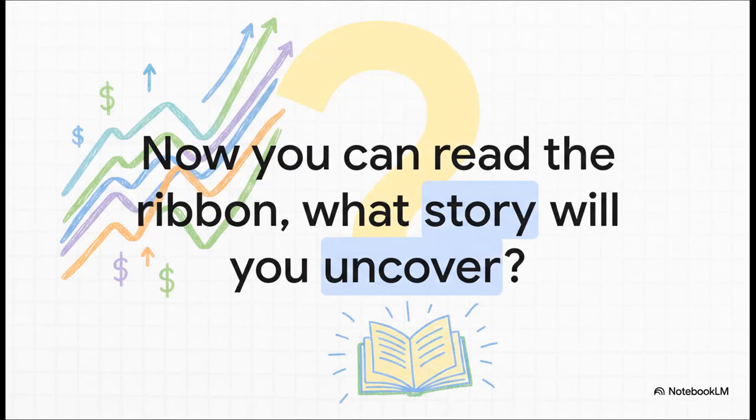So now you know how to look beyond those basic crossovers and actually read the shape and spacing of the moving average ribbon. You've basically unlocked a whole new language for analyzing trends. So the only question left is, what stories are you going to uncover in the charts?